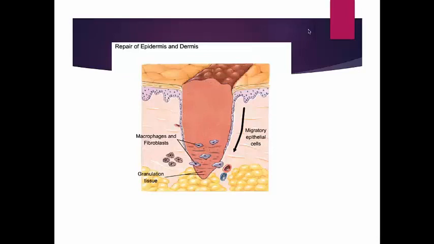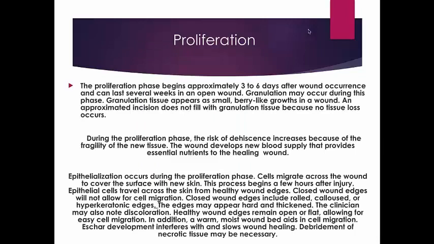Then we have the proliferation. This typically occurs approximately 3 to 6 days after the wound occurrence, but it can last a number of weeks if the wound continues to stay open. The granulation tissue starts to form. Granulation tissue is red, and I call it red cauliflower. Nobody's going to think of cauliflower in the same way, but that's exactly what it looks like when you're looking inside the wound.